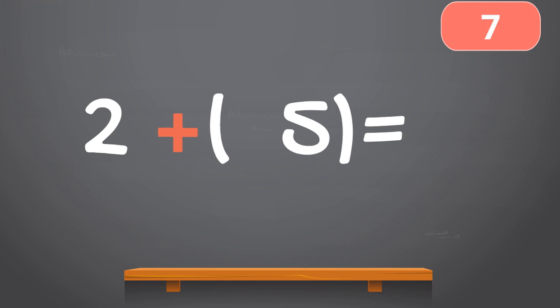Let's just make sure that that actually works though. 2 plus 5 is equal to 7. And we know the answer is 7 from the number line.